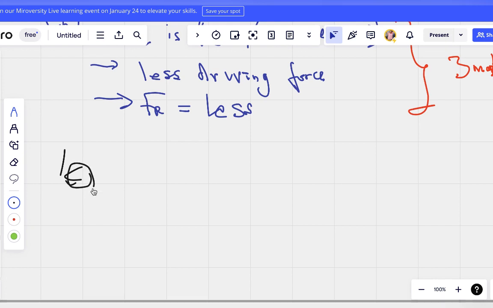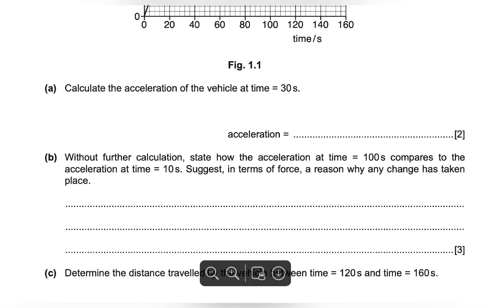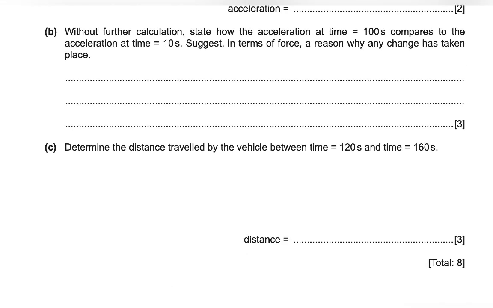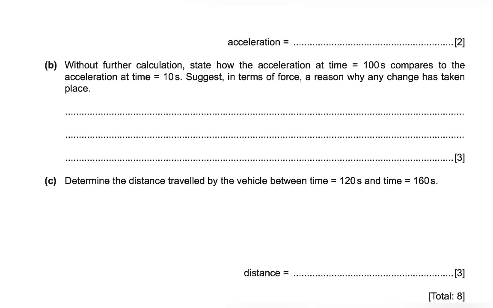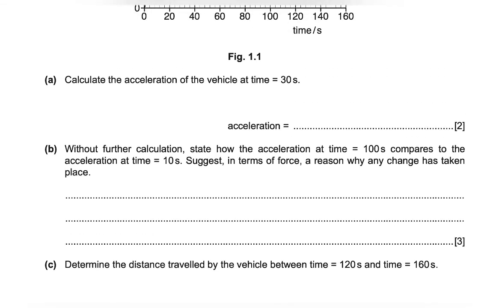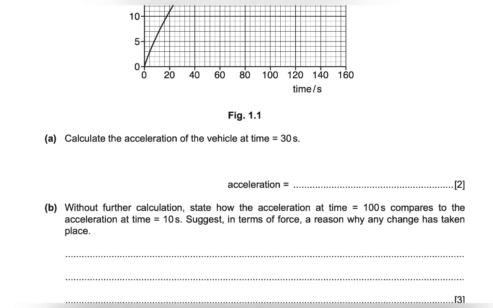Question 1C. Let's take a look at the question. It says determine the distance traveled by the vehicle between time 60 seconds and time 120 seconds. So we're going back to the graph. The distance in the speed-time graph is the area under the graph, so we have to calculate the area under the graph.